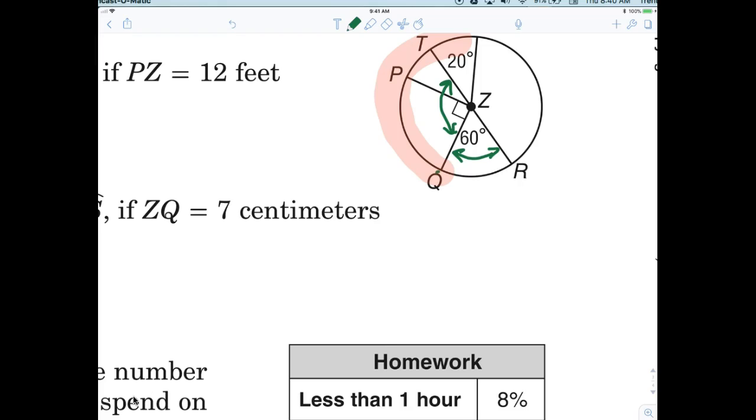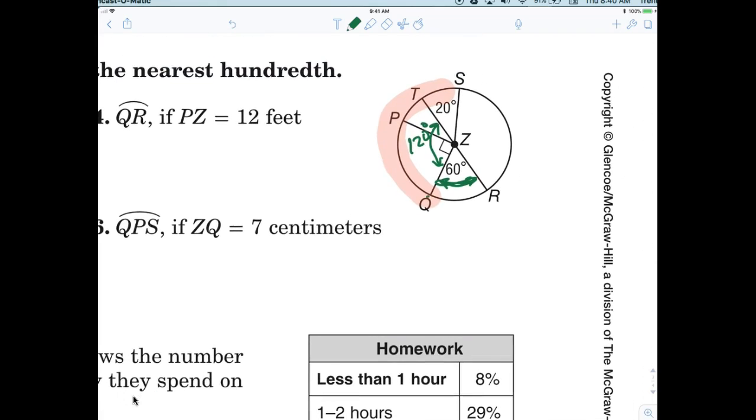Halfway around the circle is 180. So if this is 60, this is 120. Oh, okay. So then QT is how much? So then QT has to be 140. Yes. I mean QS. Yeah, I'm sorry. QS is 140.